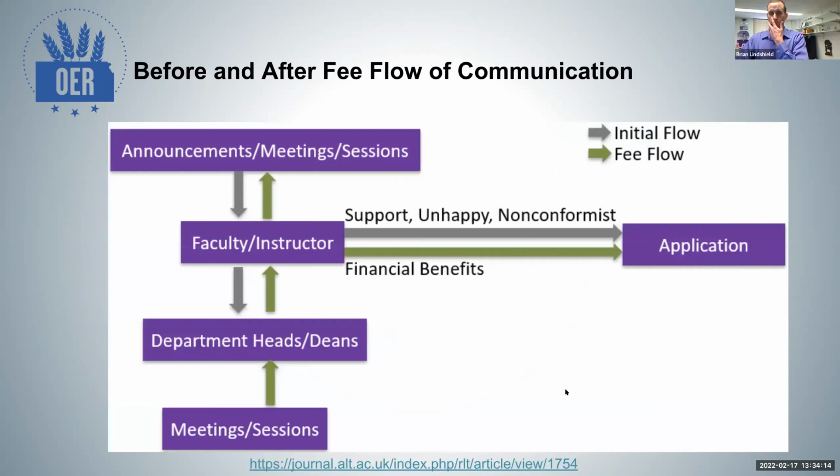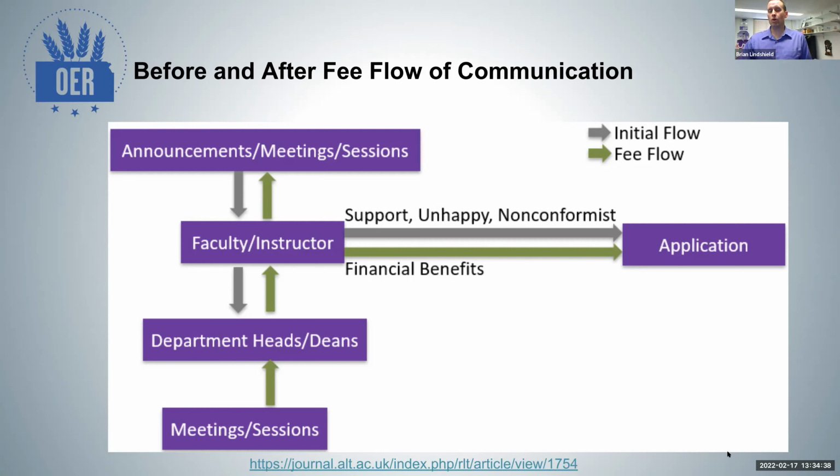Okay, next slide, Lee. So this slide shows a little bit on what the change has been for us. The gray lines here are showing the initial flow. This is how we typically were approaching people with just our grant model, where we would have announcements and meeting sessions. We would try to get to a faculty member or instructor. They would need to go to their department head and deans to try to secure support for them to do this.